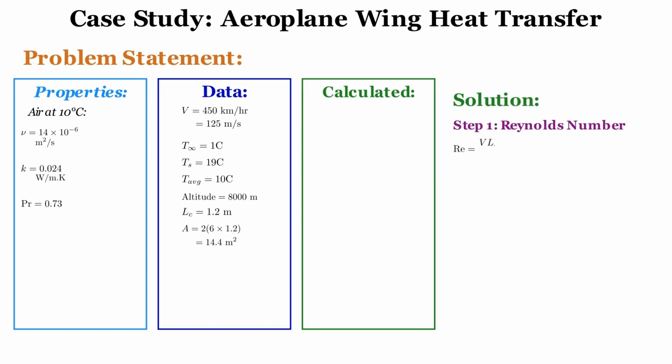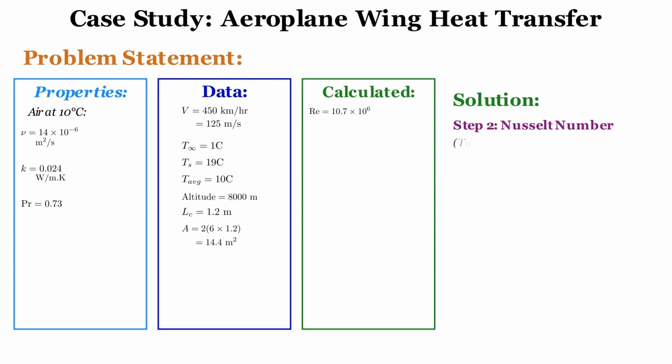Step 1. Calculate the Reynolds number. This tells us what type of flow we have. Reynolds number equals velocity times characteristic length divided by kinematic viscosity. Substituting, 125 times 1.2 divided by 14 times 10 to the minus 6. This gives us Reynolds number equals 10.7143 times 10 to the power 6. That's over 10 million. Since Reynolds number is much greater than 5 times 10 to the 5, we definitely have turbulent flow and forced convection on a flat plate.